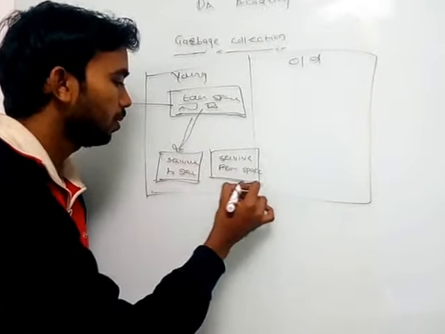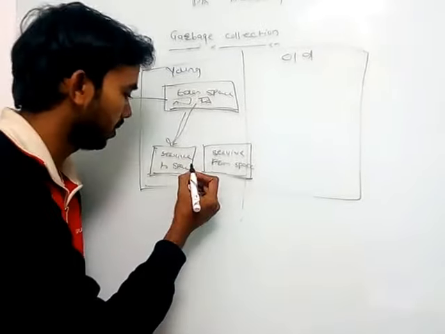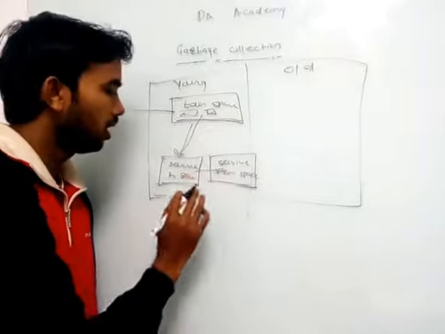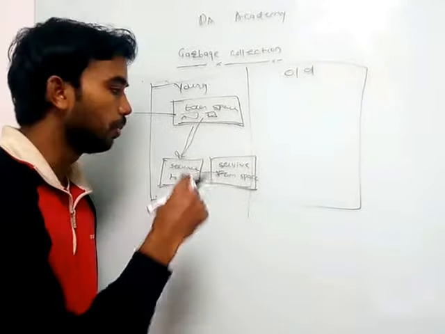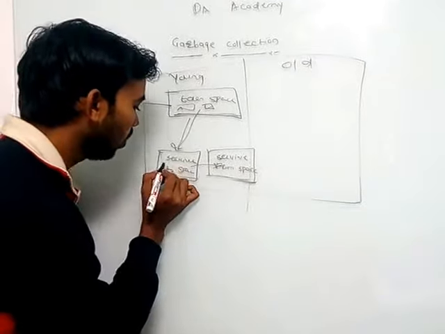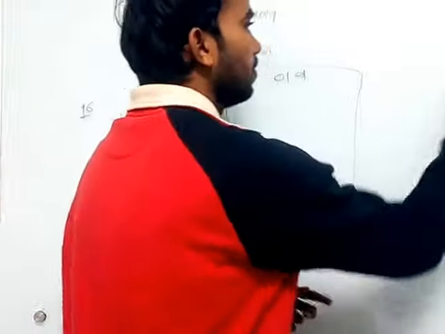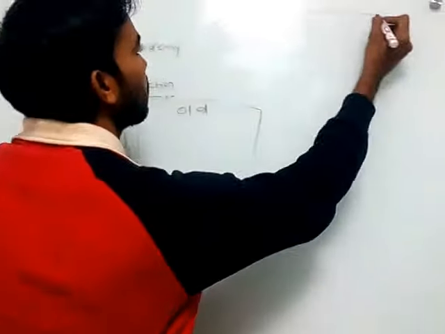If the survivor space becomes full, we move the live objects to the other one. I will explain this with one diagram.